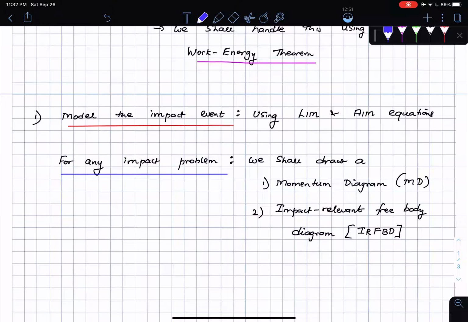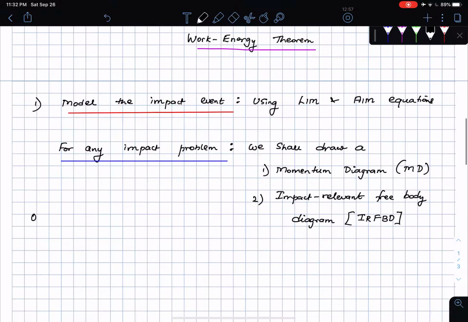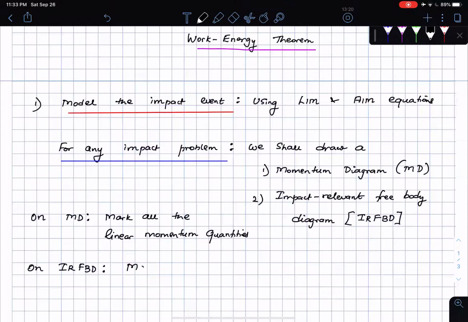On the momentum diagram, you mark all the linear momentum quantities. On the impact relevant free body diagram, you will mark only those forces that are relevant during the impact event.